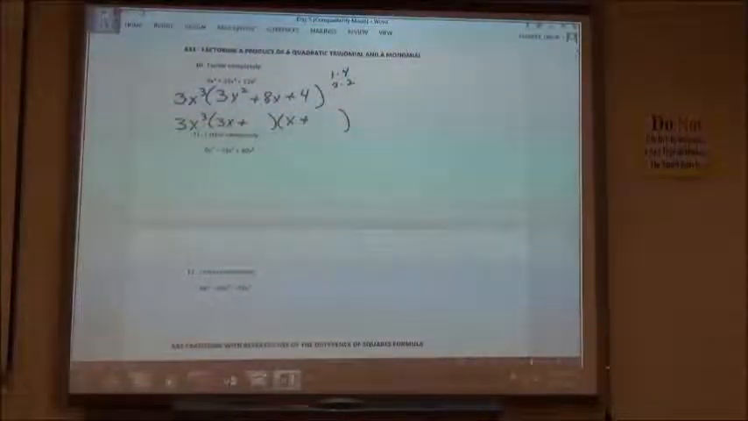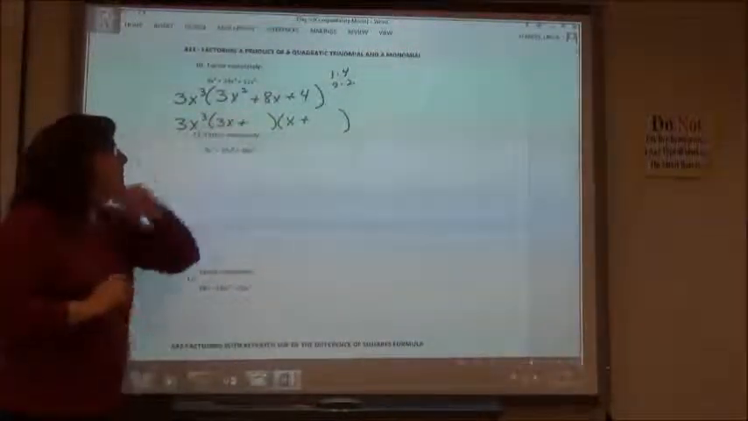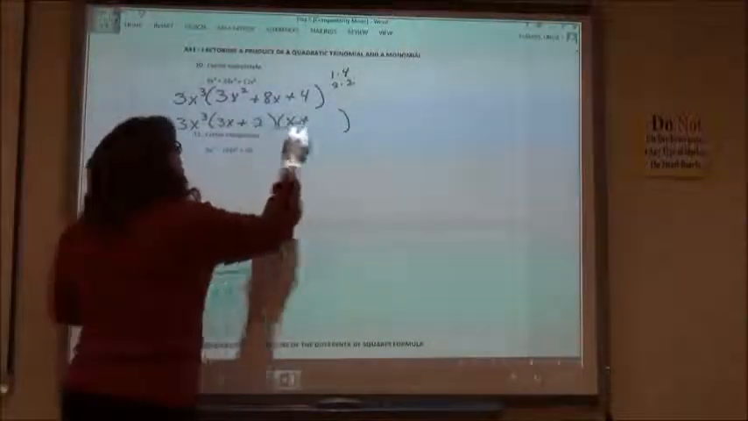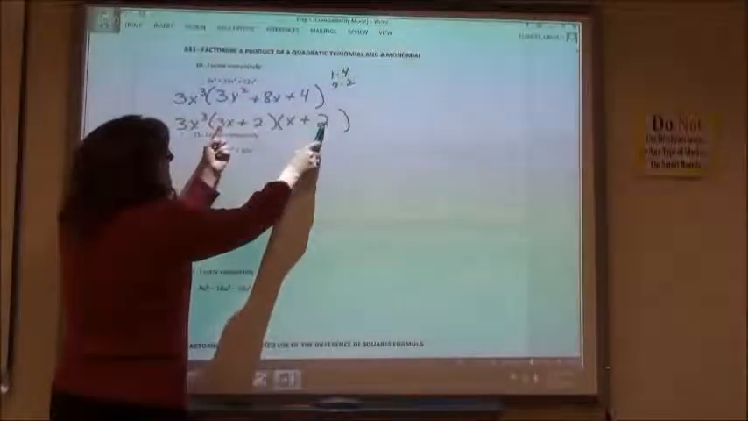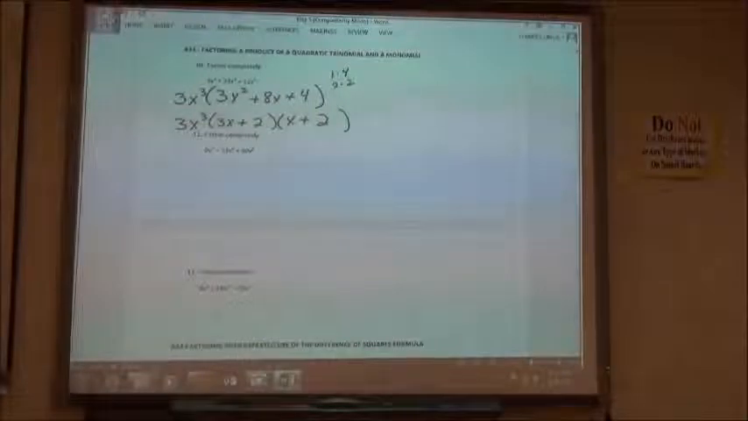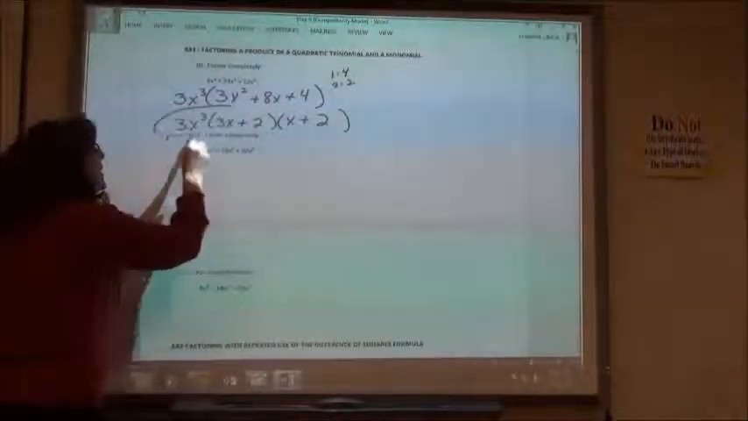What number am I trying to get? You're trying to get 8. Oh, okay. The 2 and the 2 work, right? Because my outside would be 6x, my inside is 2x, and 6 plus 2 is the 8 in the middle. So all of this is going to get typed in for my answer.